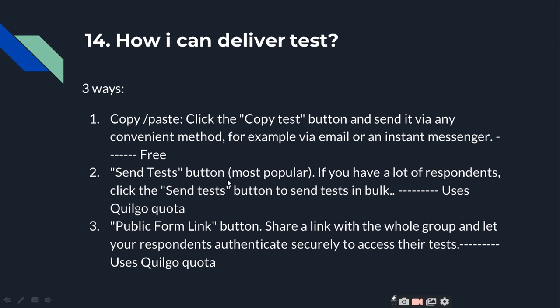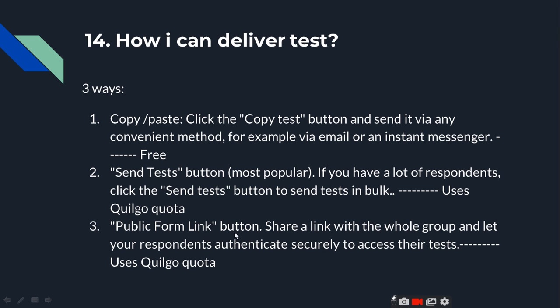The second option is the send test button. This is the most popular. Just click on send test and you can send this test. If you have a lot of respondents, click the send test button to send the test in bulk. But sometimes this test mail will be inside the recipient's spam folder. Also, this uses the Quilgo quota. Suppose you have a Quilgo quota of 100 mails or 200 mails, then it will subtract the number of tests from your quota. But this copy paste feature is free.